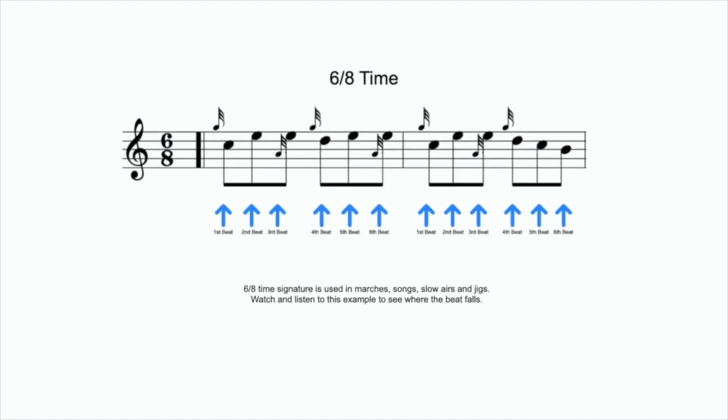In 6/8 time, you can see there's 1, 2, 3, 4, 5, 6 beats in each bar. 6/8 time signature is used in marches, songs, slow airs, and jigs. Watch and listen to this example to see where the beat falls.